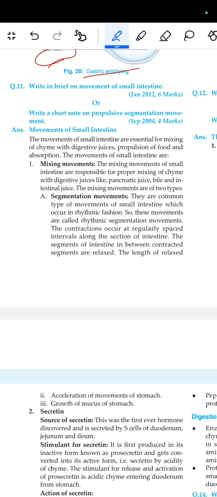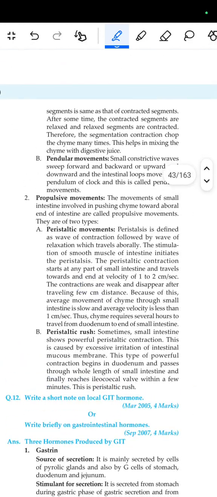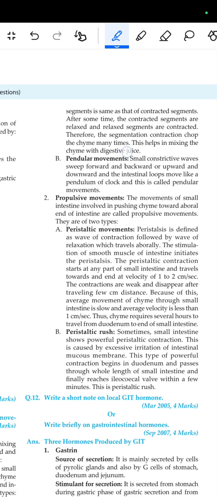They are the common type of movement of the small intestine which occur in a rhythmic fashion. So these movements are called the rhythmic segmentation movement. The contraction occurs at regularly spaced intervals along the section of the intestine. The segment of the intestine in between the contracted segments is relaxed. The length of the relaxed segment is the same as that of the contracted segment. After some time, the contracted segments relax and relaxed segments contract. Therefore, the segmentation contraction chops the chyme many times. This helps in mixing the chyme with the digestive juice.